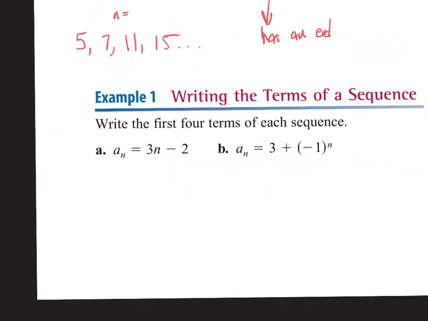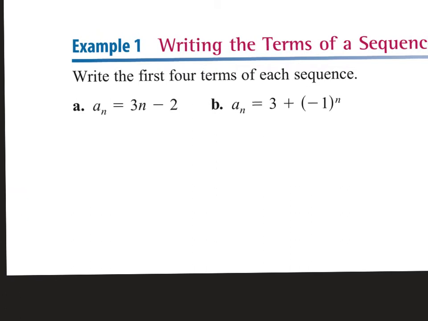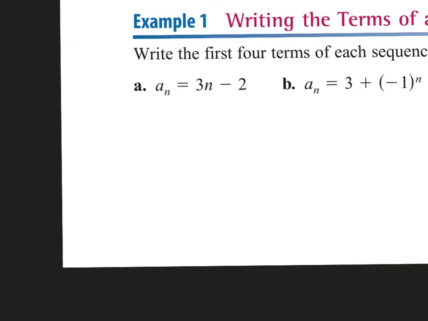So if I look at this first question, and this is what I expect to see on a quiz or a test or any web assigns you have, this question is as easy as it looks. It says write the first four terms of each sequence. I would expect you to write A sub 1, A sub 2, A sub 3, and A sub 4. How do you figure out what the first term is, you think? What do you do with 1? You plug it in. This is what I expect to see. 3 times 1 minus 2. I want to see that you understand you're plugging in whatever term number you're looking for into N. And then what's 3 times 1? 3 minus 2 is 1.